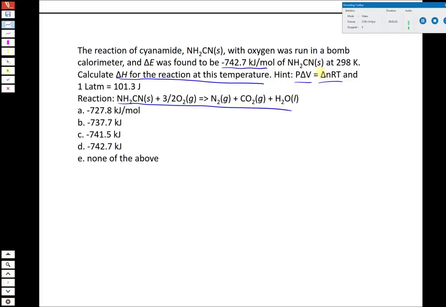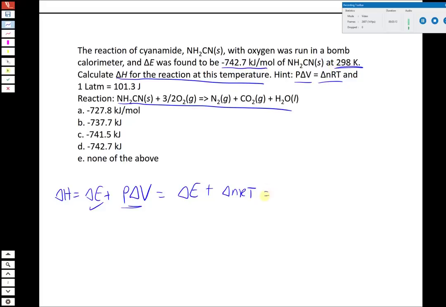So we have delta E, we're trying to find delta H. So remember that delta H is equal to delta E plus P delta V. So that's the relationship between the two. That we should know. We covered that in class. And then what we're looking for here is we already have delta E, so we just need to find this P delta V term. Now we don't have anything about pressure and volume in this problem, but what we have, the hint, is that we can rewrite this as delta E plus delta n RT. Temperature is constant, 298 Kelvin.